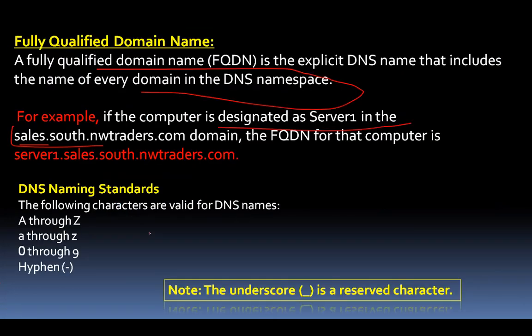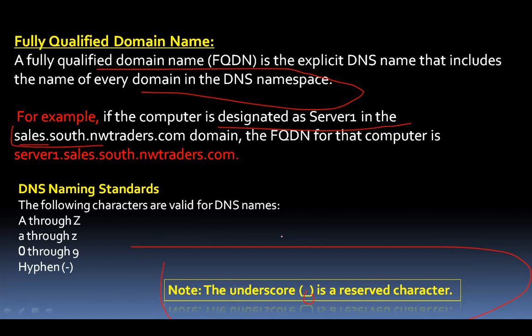If we talk a bit more about DNS naming standards, the following characters are valid for a DNS name: A to Z, small letters also, 0 to 9, and the hyphen. Here you should be a little careful: hyphen is okay, we can use it, but the underscore is a reserved character, so we cannot use it. I hope this will be very helpful and will clear your doubts about the DNS namespace.